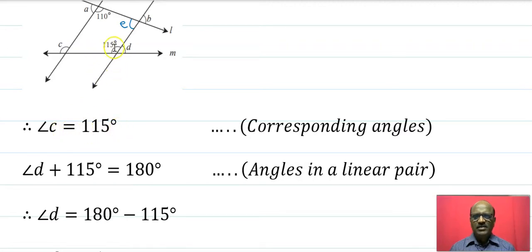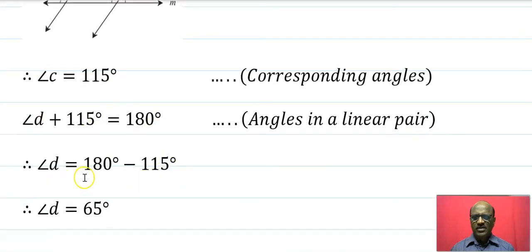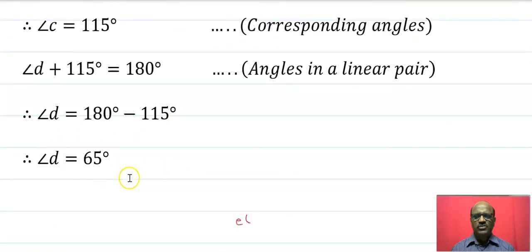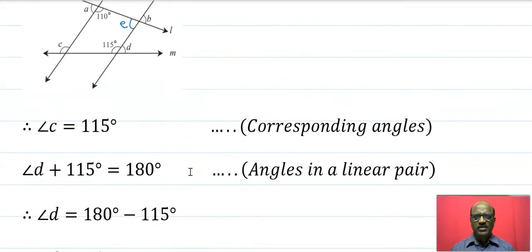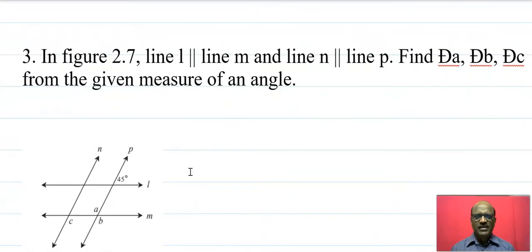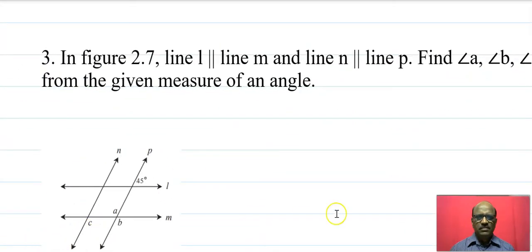Now next, angle D and this 115 are linear pair angles. Therefore, the measure of angle D plus 115 is equal to 180. Therefore, the measure of angle D is equal to 180 minus 115, and that is equal to 65.